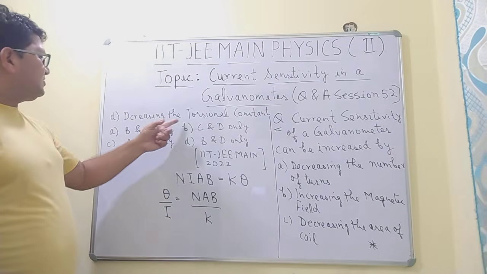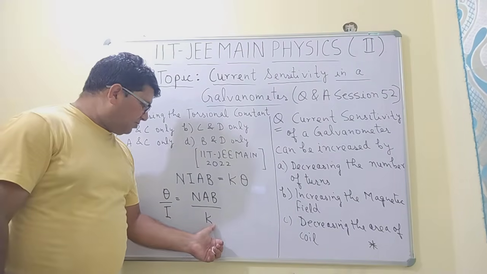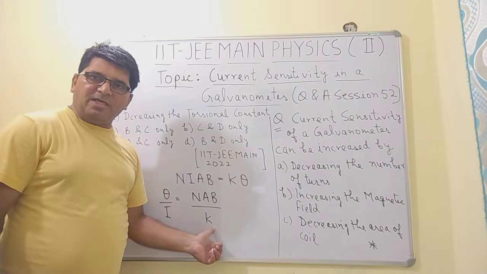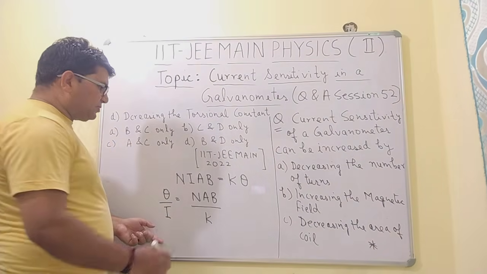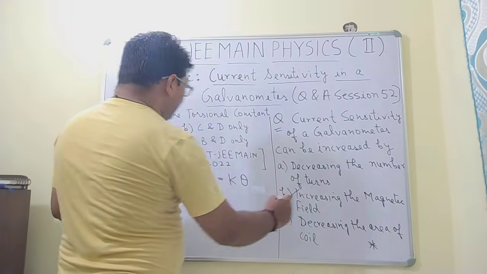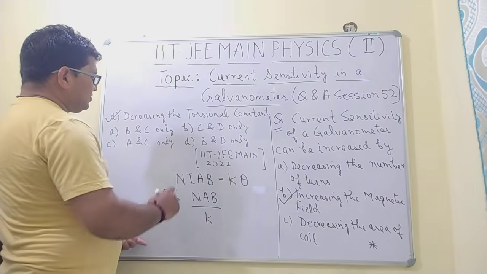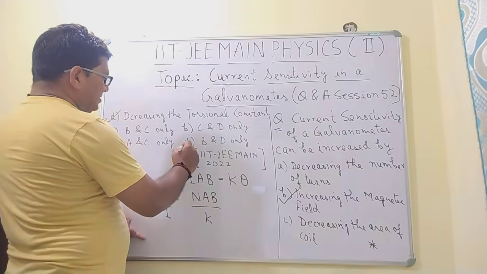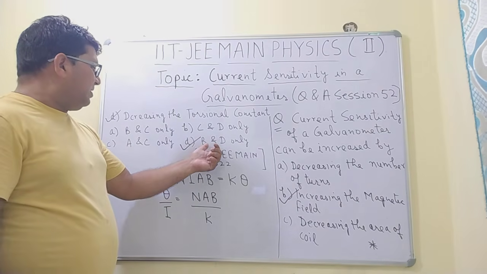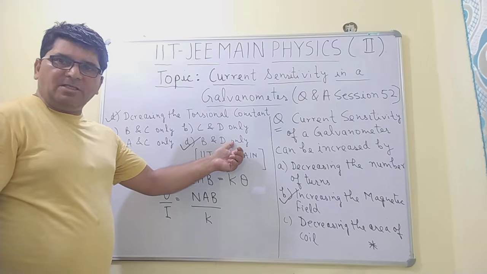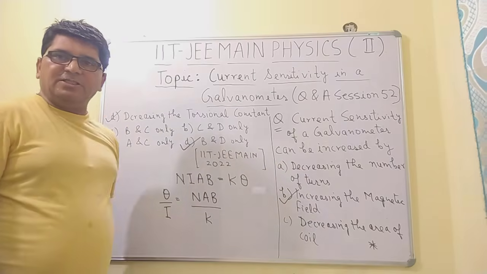And the fourth is decreasing the torsional constant. K is the torsional constant, so if I decrease this value K, then the current sensitivity will increase. So here B is correct and D is correct. Out of these four options, the last option, that is D, is correct, because in the last option B and D are given, and B and D are the correct options in this question.